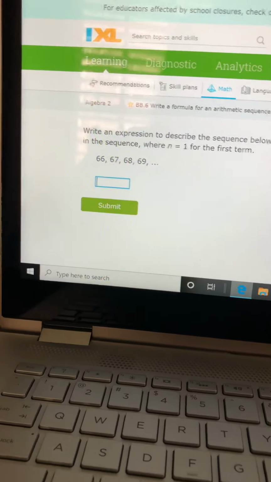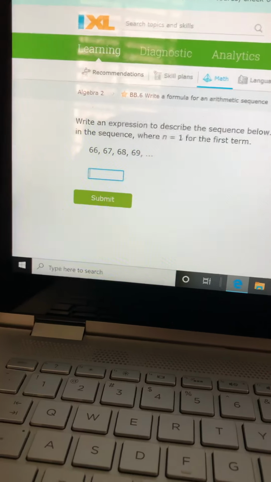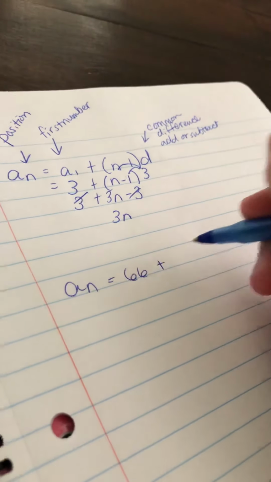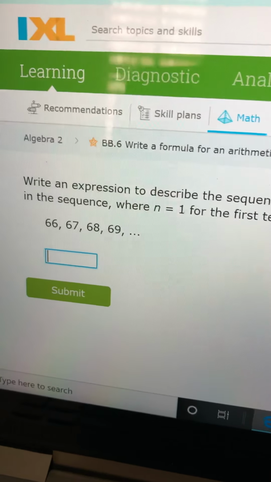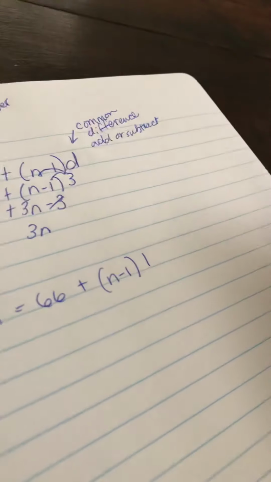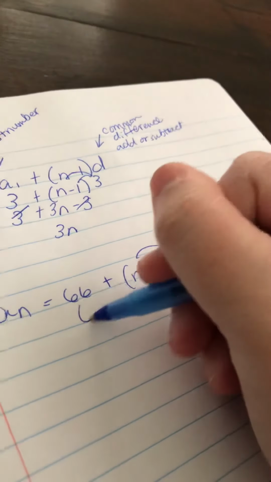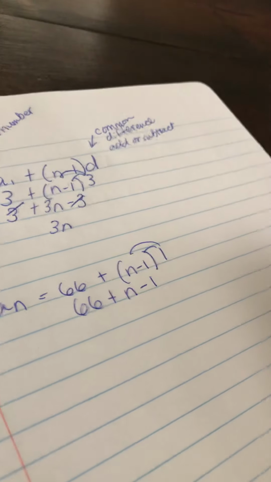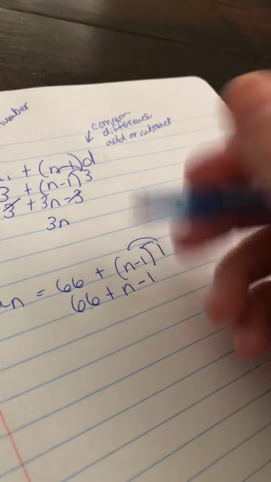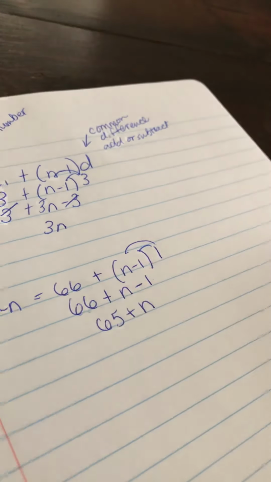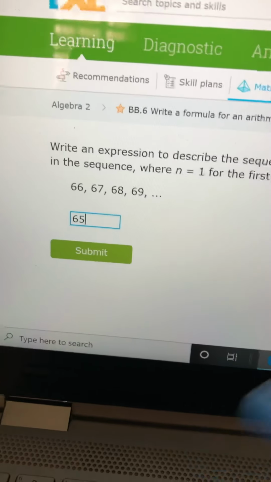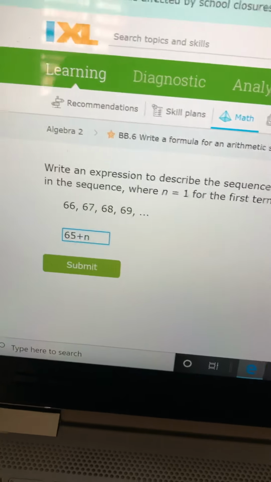Alright, this one, the very first number is 66, so 66 is A1. So AN equals 66 plus n minus 1. Now I need to see how much they are going up each time. They're just going up by 1, right? So 1 goes here. So 1 gets distributed. 1 times n is 1n. 1 times negative 1 is negative 1. 66 subtract 1 is 65. So this answer is 65 plus n.